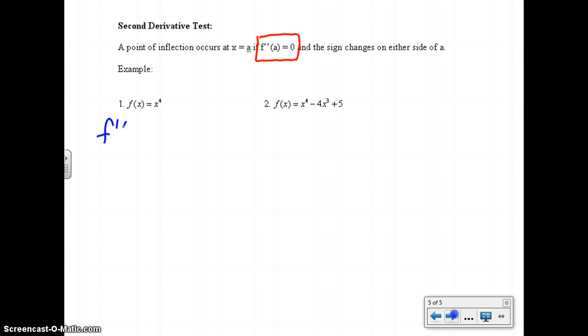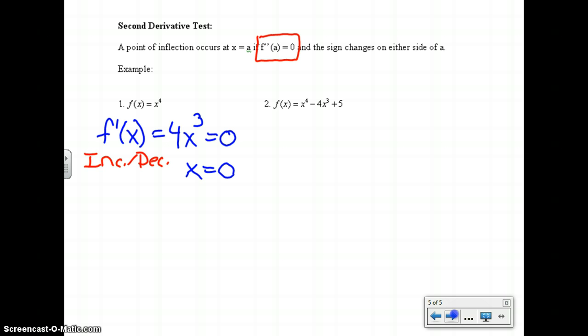I'll do it in blue. The first derivative of x to the fourth, we'll get 4x cubed. And we are going to go ahead and set our first derivative equal to 0. Remember, the first derivative tells you when your function is increasing or decreasing. Well, if 4x cubed is equal to 0, my answer for this, of course, would be x equals 0.